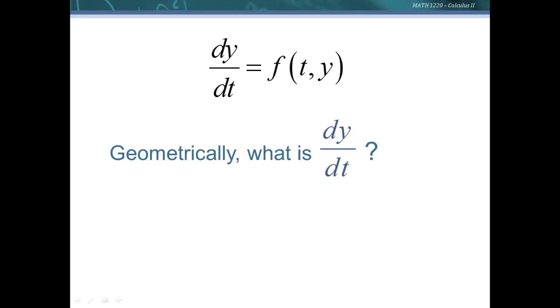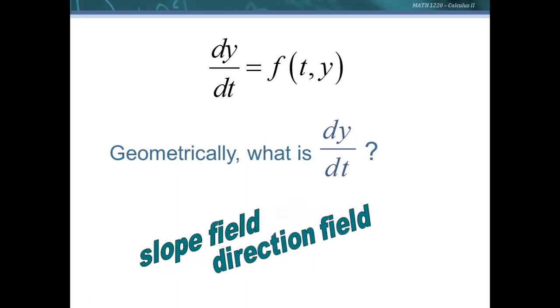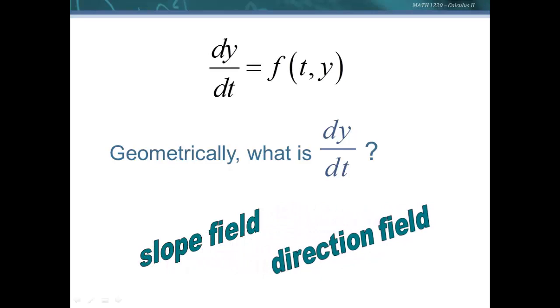And so even though I may not know the solution to this differential equation, I know the slope of the tangent to the solution curve at any given point. Because you give me the point t and y, I could put it in the function I had here and tell you the slope of the tangent to the curve at that point. Now if I build a graph showing all those little different slopes, it's called a slope field. It's also called a direction field. Those two terms are used interchangeably.